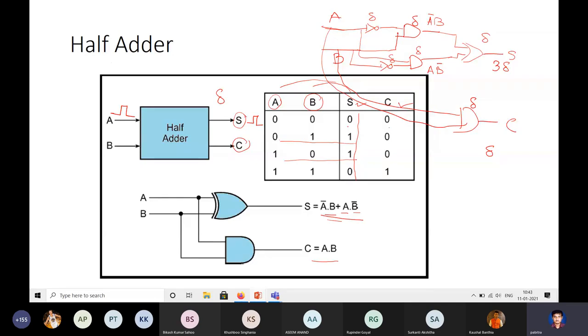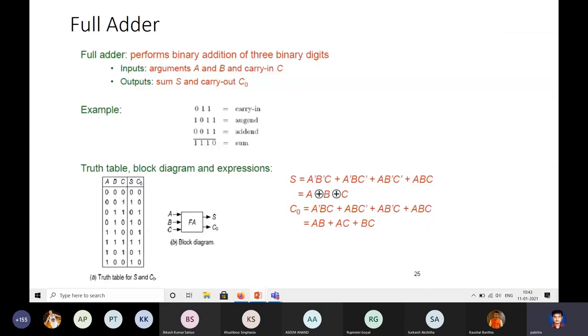But this half adder is not enough for us. We need to do this kind of addition. So basically, we need a circuit. The least significant bit is fine. A half adder would do here. For the next column, we need to add 3 terms. After adding these 3 terms, the output is again a sum and a carry.